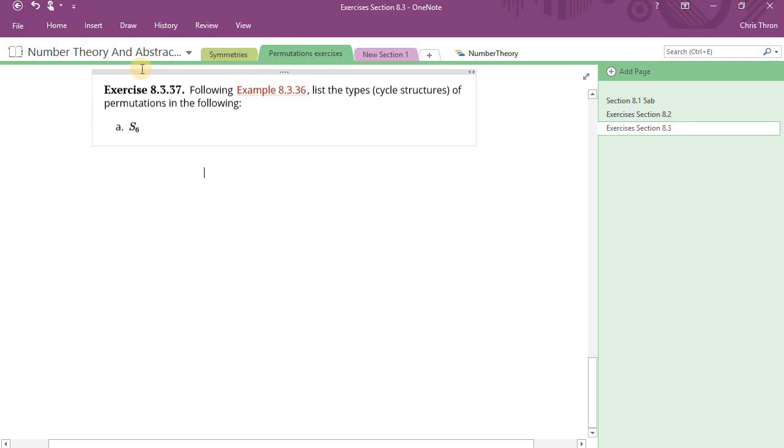Okay, my last problem from section 8.3 is 8.3.37. I want to list the cycle structures of permutations in S6. S6 is the permutations on 6 letters or 6 objects. Now let's take a look at this example 8.3.36 and see what they did.